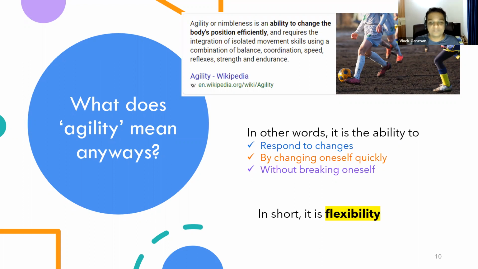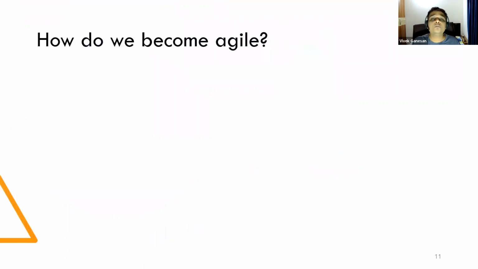If you want a shorter definition, it is flexibility, right? Flexibility where you are able to be flexible, you are able to change the direction, but don't break yourself. This is what agility means to me, and you can extend the very same definition to businesses and organizations also, right? So how do we become agile?